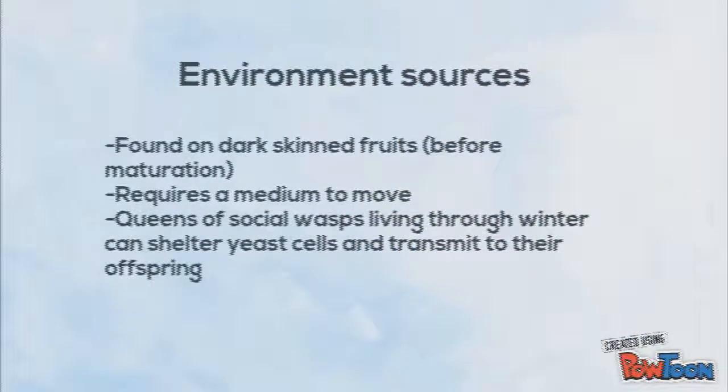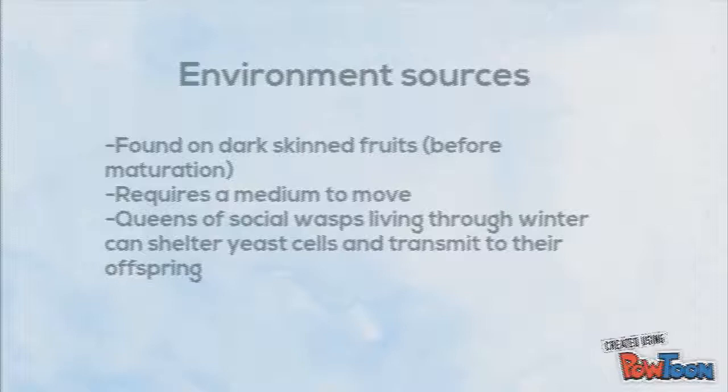In the environment, yeast cells are usually found on ripe, dark-skinned fruits such as plums or grapes before the fruits mature, as they are almost free of yeast after maturation. Since Saccharomyces cerevisiae is not airborne, it requires a medium to move. Queens of social wasps living through the winter as adults can shelter yeast cells from fall to spring and transmit them to their offspring.